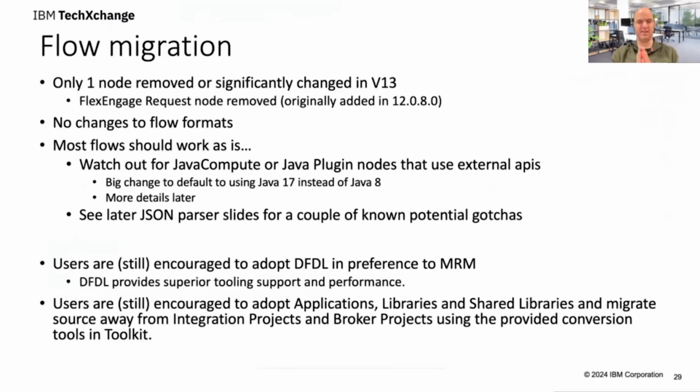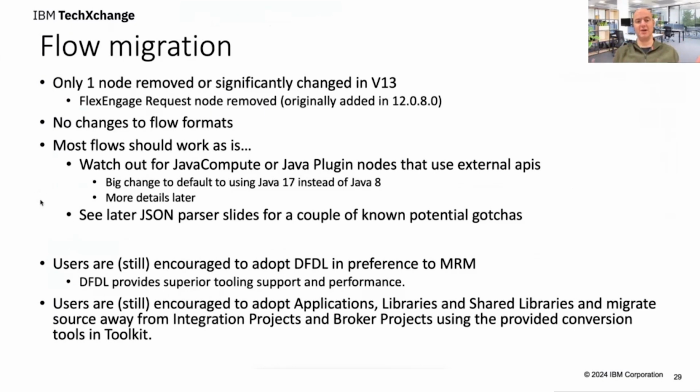Now, flow migrate is extremely simple going to version 13 in most cases. The only node we've removed in version 13 at the moment is the Flex Engage request node. That was actually added in 12.0.8, but the cloud service that talks to the APIs we use is no longer available, and so we've had to remove that node from version 13. All the other nodes remain as they did before. There are no changes to the flow format. So because of this, most flows should work as is.